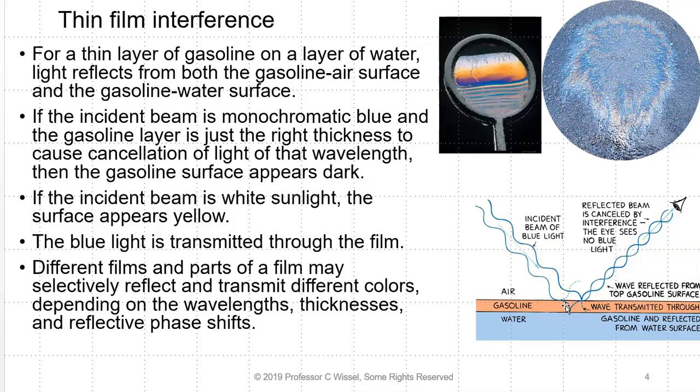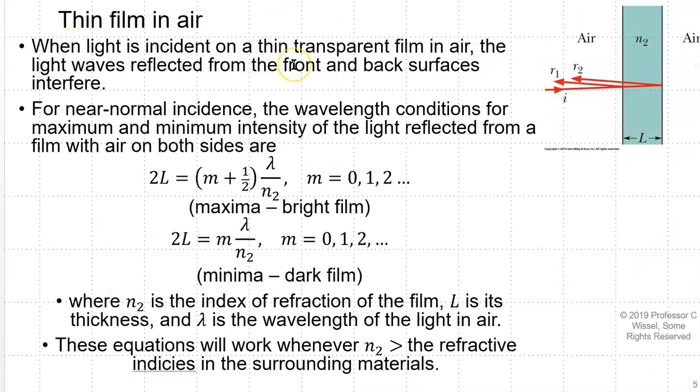Different films and parts of film may selectively reflect and transmit different colors depending on the wavelengths, thicknesses, and reflective phase shifts. Now, when light is incident on a thin, transparent film in air, the light waves get reflected from the front and back surfaces, and they can then interfere. So here's a picture of this. We have an incident ray coming in. Some of it goes through, and some of it gets reflected off the first surface. The stuff that goes through gets reflected off the back surface. Not shown here is that there will probably be some that gets transmitted through.